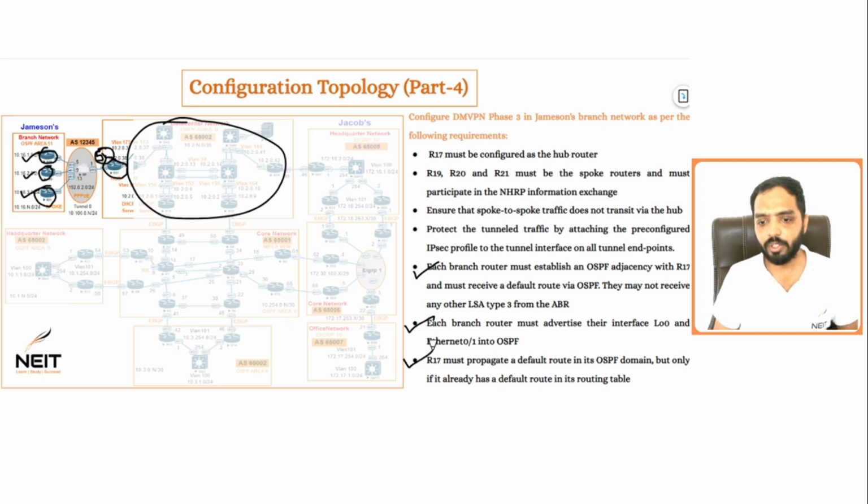And then router 17 must propagate a default route into the OSPF domain, but only if it already has a default route in its routing table. So router 17 should have a default route in its routing table, and only then must he advertise a default route towards the branch routers. Okay, so this is the requirement here.